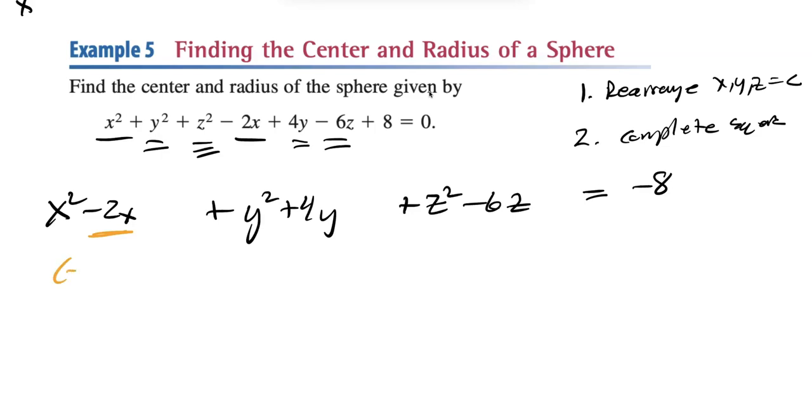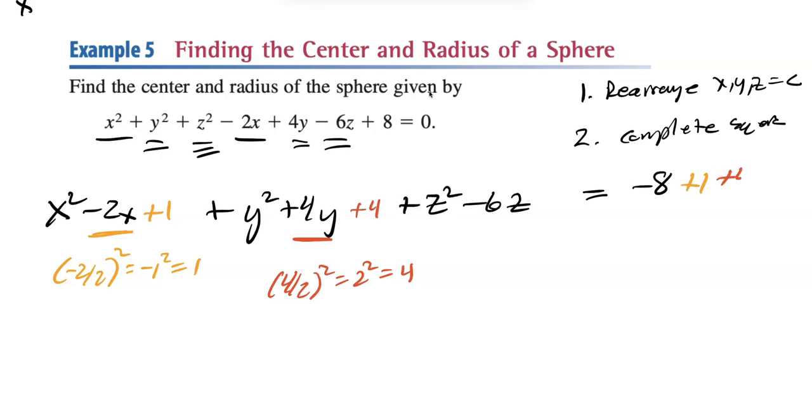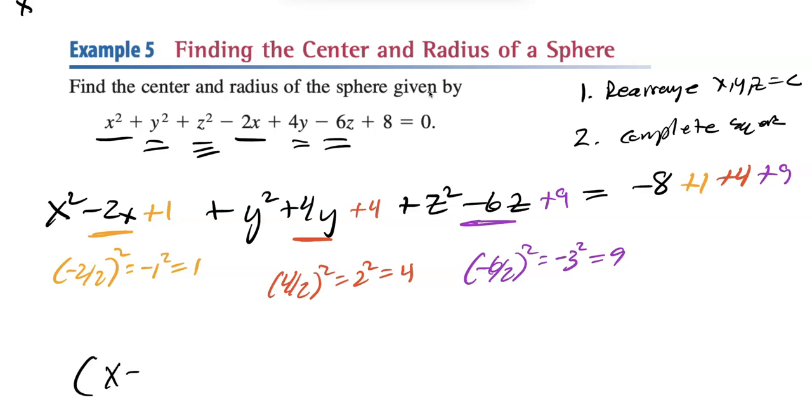So this one, negative 2 divided by 2, squared, equals negative 1 squared, which is 1. So plus 1 on both sides. Next one, 4 divided by 2, squared, is 2 squared, which is 4. So plus 4 on both sides. And the last one here, negative 6 divided by 2, squared, is negative 3 squared, so 9. So plus 9 on both sides. And then we simplify the left-hand side.